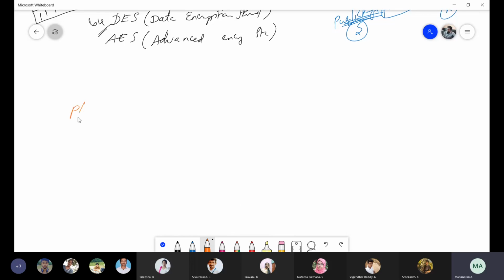So this is plain text, that is the original message. This plain text will be given to the encryption algorithm. This encryption algorithm is working with a key. Without a key we cannot. So by using this key plus plain text, this encryption algorithm will convert the plain text into ciphertext.